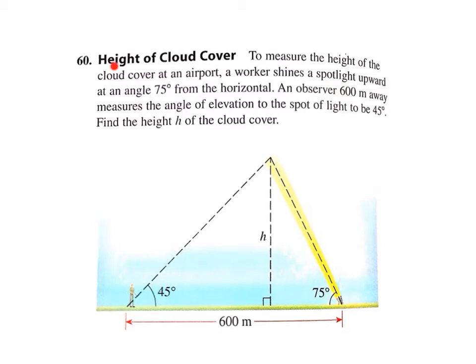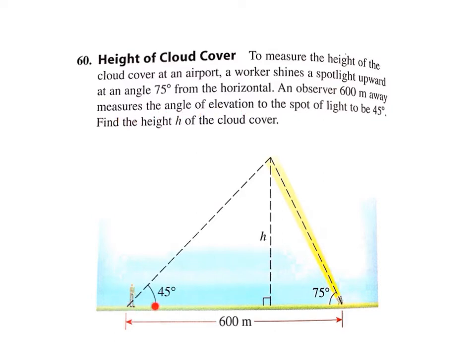It says height of cloud cover. So there's some clouds up here, and there's a spotlight. To measure the height of the cloud cover at an airport, a worker shines a spotlight upward at an angle of 75 degrees from the horizontal. So this is crafty, it's just one person. It sounds like this person sets out the flashlight over here. They measure the angle. They've got their protractor with them, of course. And then they walk 600 meters away and measure the angle of elevation.